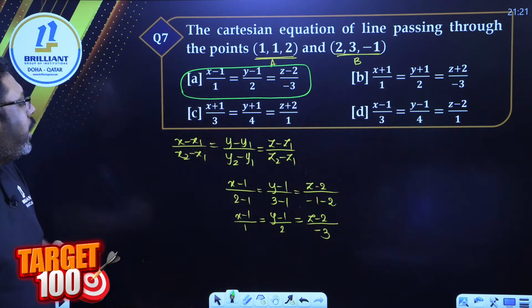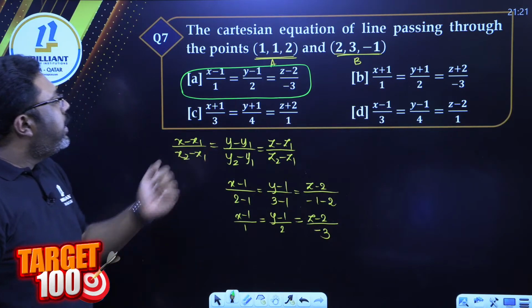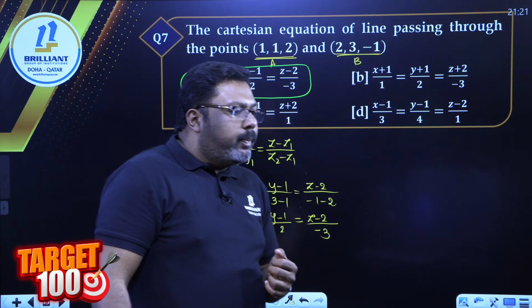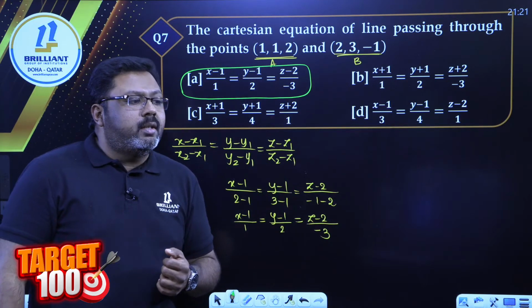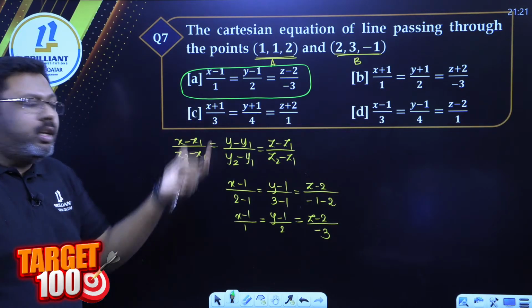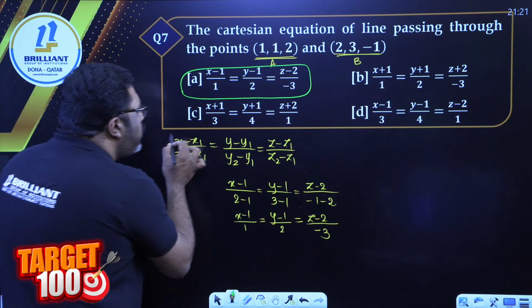X minus 1 by 1, y minus 1 by 2, z minus 2 by minus 3. Right answers coming again from all of you. Yes, Prapti, Nitin, Sana, Hanan and Jawad. Very good. Now, very clearly, this is the Cartesian equation of a line which passes through 2 points.